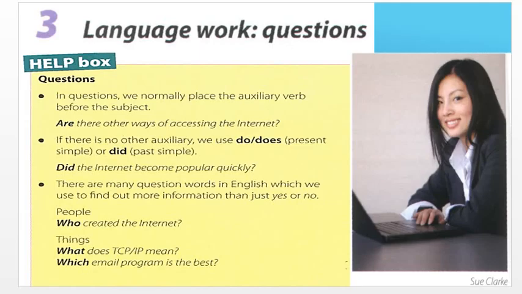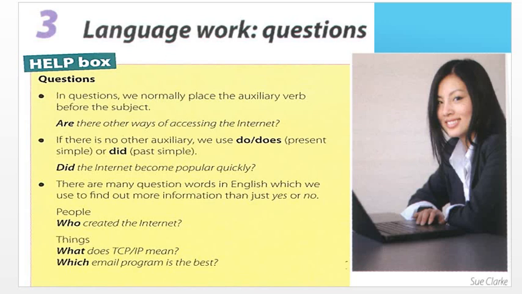Okay, here we have a grammar point, language: word questions. You can check it in your book as well. Help box, questions. As you know, we have two types of questions in English. The first one is short answer questions, which are yes/no questions, and WH questions, which are interrogative questions. Interrogative questions, or WH questions, need more information.